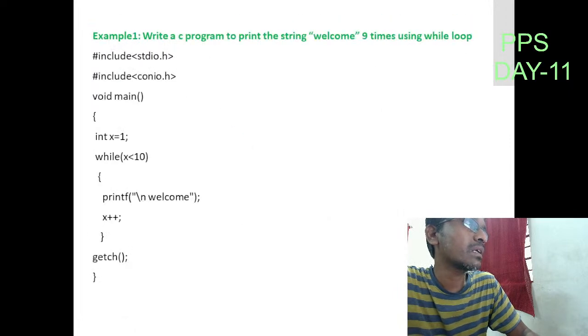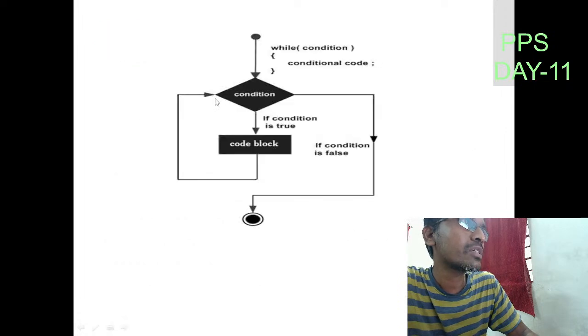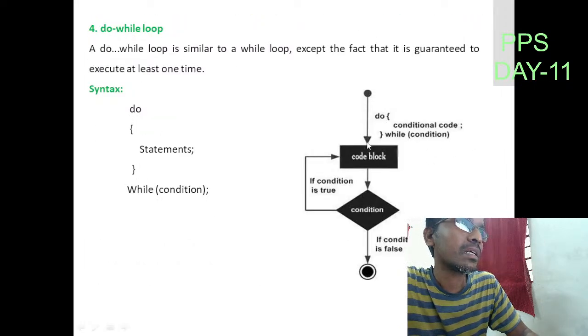In a while loop, first it will go and check the condition. After that, if the condition is satisfied, then only it will execute the body of the loop. Whereas in do while, first it will go and execute the statements. In a do, first it will execute the block of code. After that it will go and check the condition.